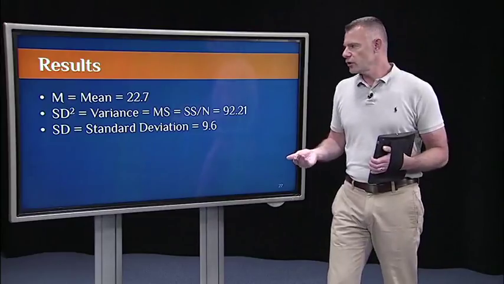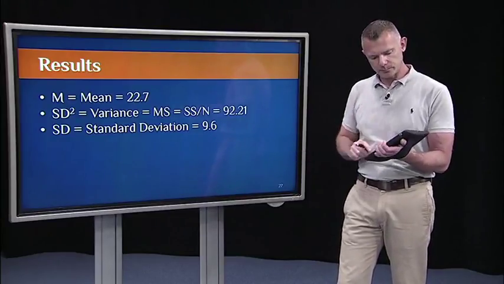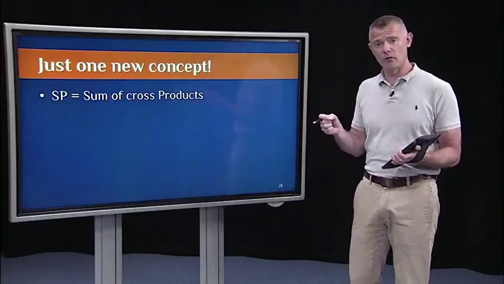To calculate a correlation coefficient, all we have to do is add that one new concept, sum of cross products, and then covariance.